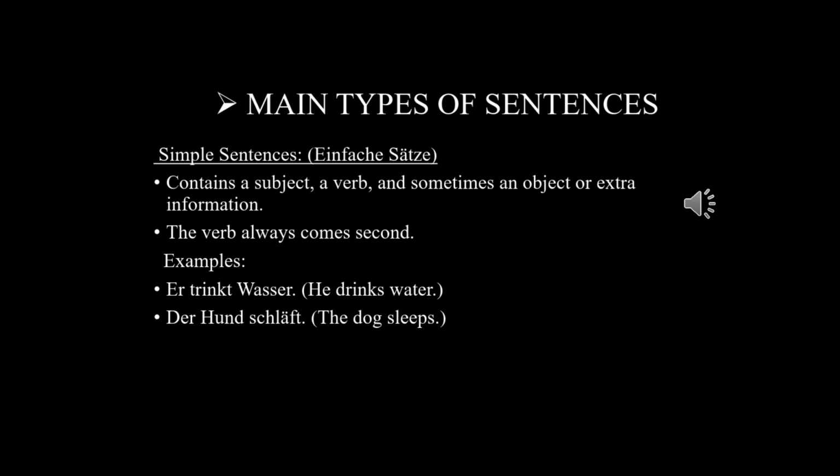Main types of sentences. This is the second topic. It includes simple sentences, which contain a subject, a verb, and sometimes an object or extra information. The verb always comes second. For example, he drinks water. So the verb is in the second place. The dog sleeps. These are simple sentences. They contain a verb, a subject, and an object.